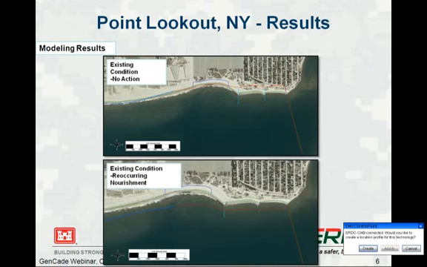This shows the existing condition with the recurring nourishment. This is a nourishment of an added berm width of 110 feet, recurring every 5 years. So you can see how much improved this particular case is, or we have the advance of the shoreline compared to the initial case.